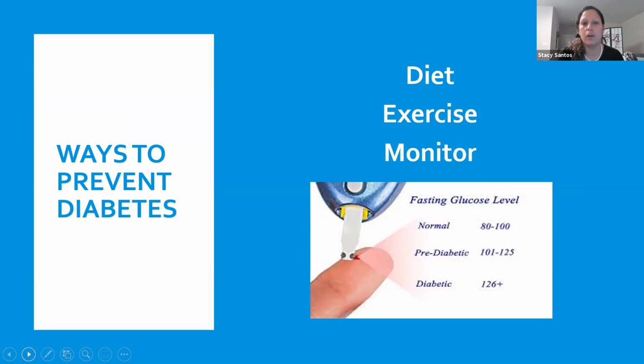So that'll be at the end. But normal would be 80 to 100. Pre-diabetic, they're saying 101 to 125. So anything over 100. And then diabetic is 126 and up. That's not high. So when I learned that, that's really 126, I would be like, oh yeah, I'm okay. I'm doing all right. No, that's not okay. So you want to be mindful of that.